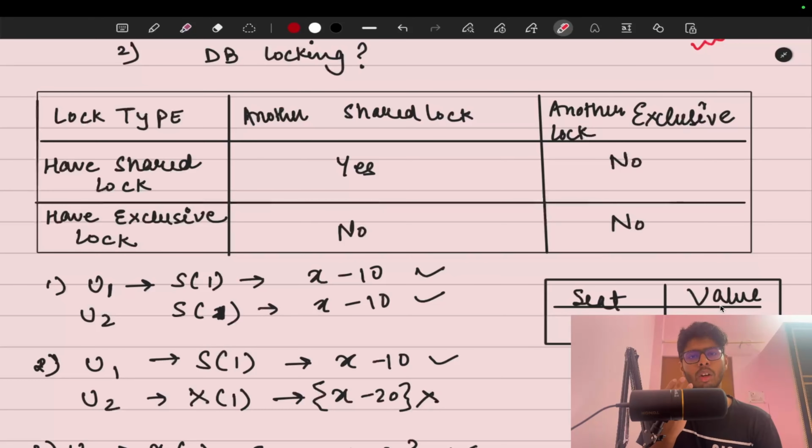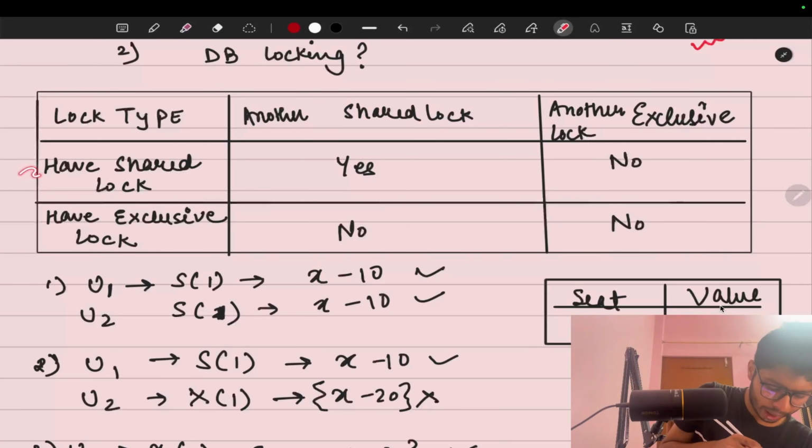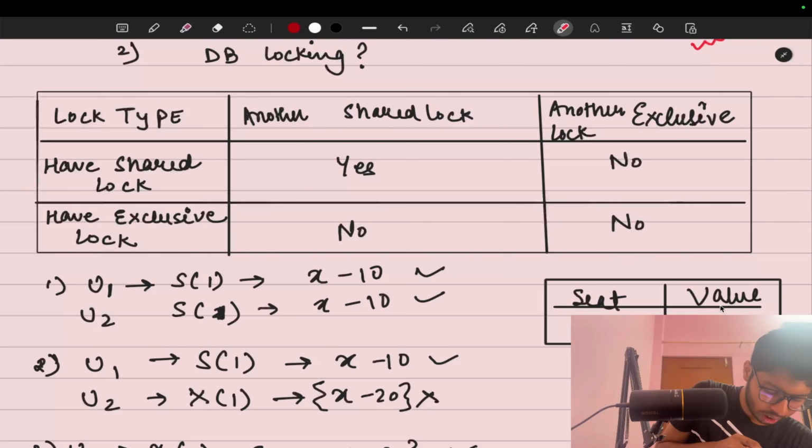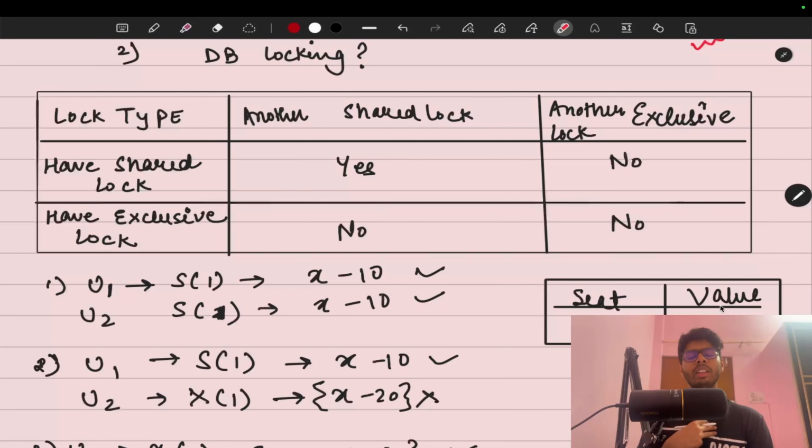What are the properties of these locks? Let's understand it with the table. I have drawn one thing: I am having a shared lock. We are going to understand it with the example of two users. Suppose I am reading data, which means I am having a shared lock. Can another person read the same row? If I am having a shared lock S1, can another person also have the same lock S1 and read the same row? The answer is yes.